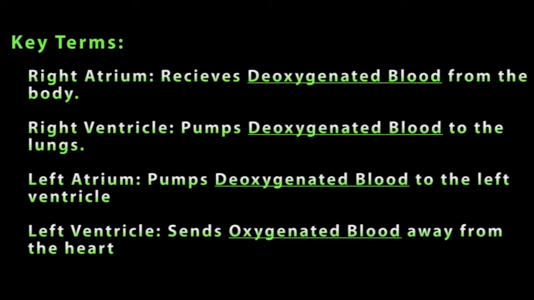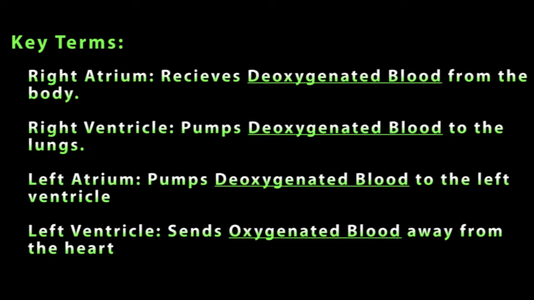Let's review some terms. Aorta carries the oxygenated blood to the body. The superior vena cava carries blood from the upper body back to the heart. Pulmonary artery. This carries deoxygenated blood from the heart to the lungs. The pulmonary vein carries oxygenated blood from the lungs to the heart. Right atrium. It receives the blood without oxygen from the body.